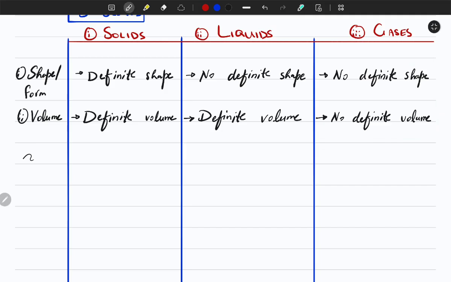There are a bunch of other properties as well. Let's talk about that. Space between particles. Those particles could be anything: atoms, molecules, or ions. In solids, the space between particles is very little. Liquids have slightly more space. And gas molecules, or even atoms if these are noble gases, have large spaces.